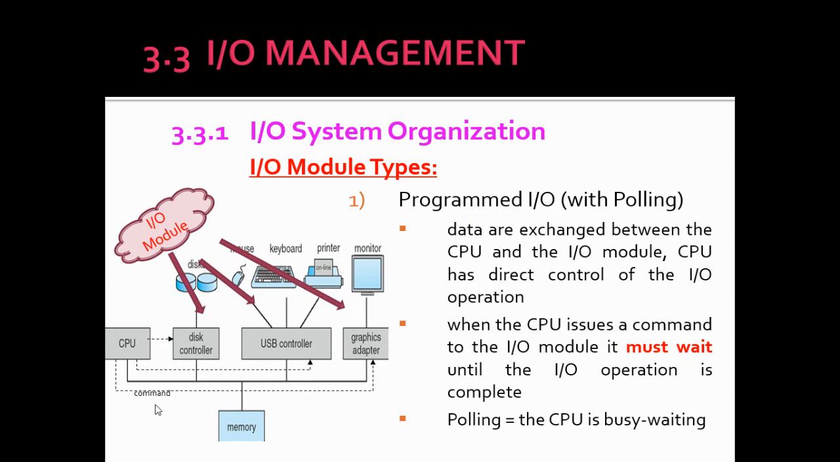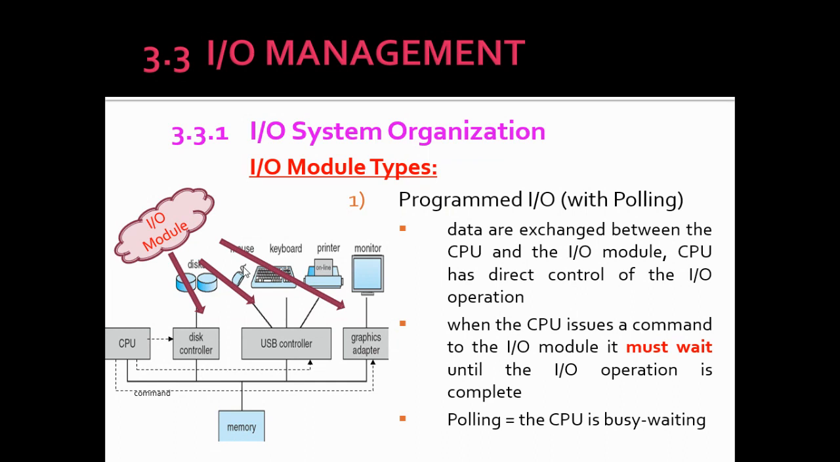Next, we move on to input-output module types. Okay, so we also have something called the programmed input-output. With polling, data are exchanged between the CPU and input-output module. The CPU has direct control of the input-output operation. When the CPU issues a command to the input-output module, it must wait until the input-output operation is complete.